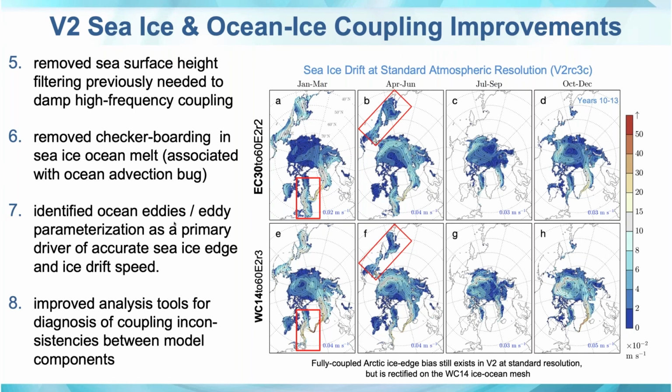The fact that ocean eddies and the eddy parameterization are the primary driver of the ice drift speed and the sea ice edge definition has been identified. And there's been a lot of work on analysis tools for diagnosing coupler inconsistencies. These are basically the tools that were used to identify heat and mass leaks and fix those as well.